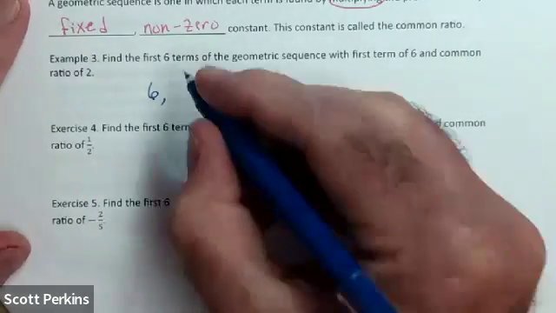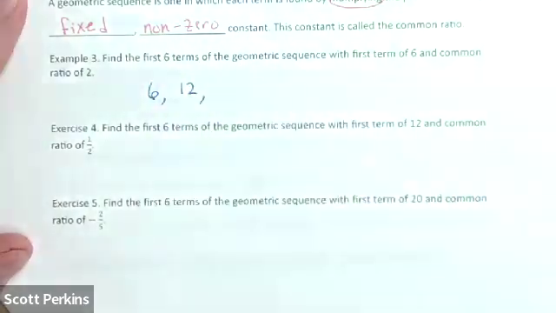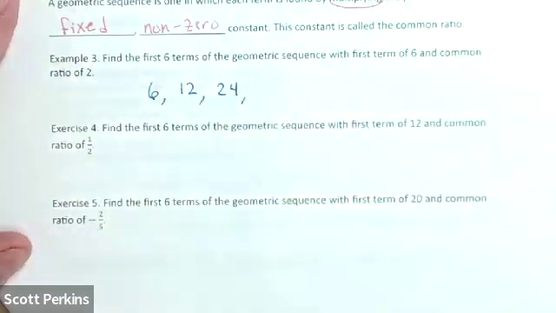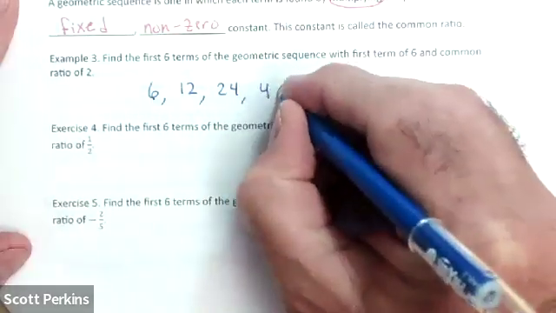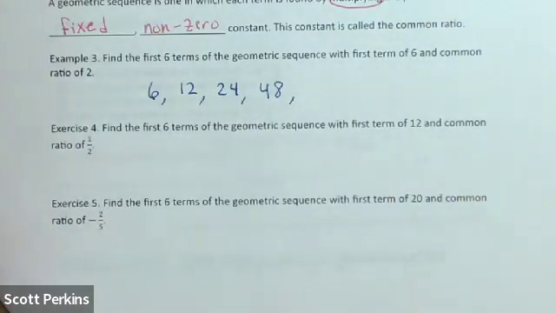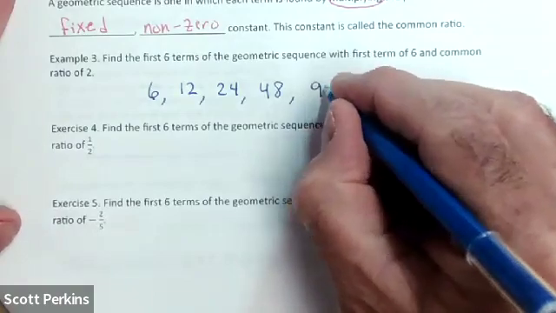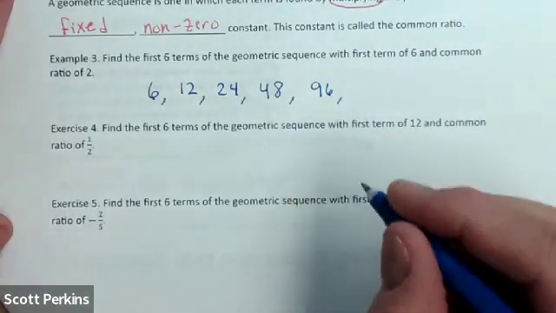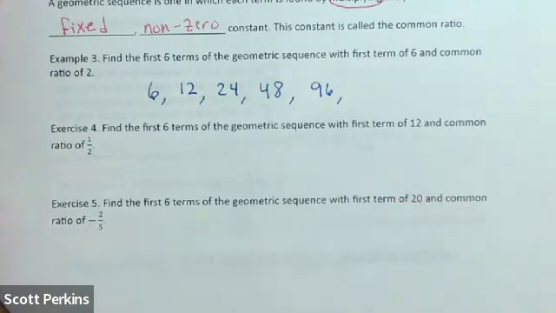So 6 times 2 is 12. 12 times 2 becomes 24. 24 times 2 becomes 48. And you can see these terms are getting large rather quickly. 48 times 2 is 96. And then I asked for 6 terms. So one more time, 96 times 2, whatever your calculator would tell you for that.